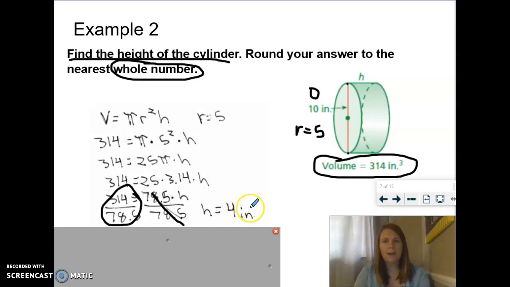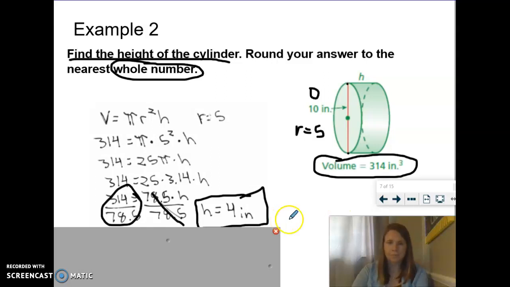Now, I'm only talking about the height, so it's only going to be inches. I'm not talking about volume. I'm not talking about surface area. So again, with these units, you need to be very mindful about what you are looking for, okay? Because if you put 4 squared here or 4 to the third, you're not getting it correct. You need to be very careful on your units, all right?